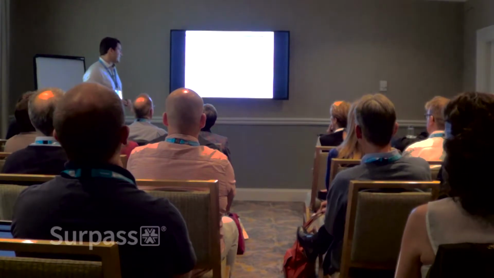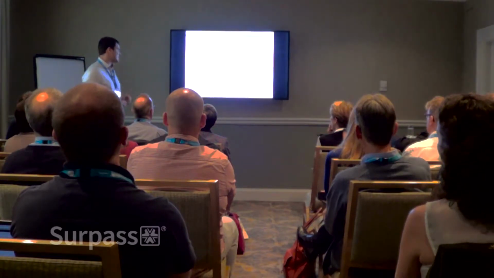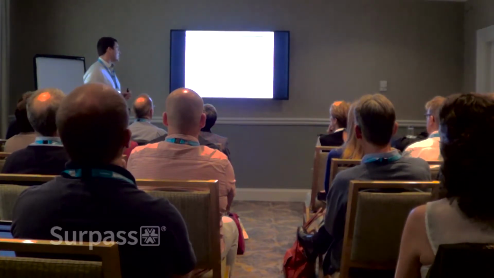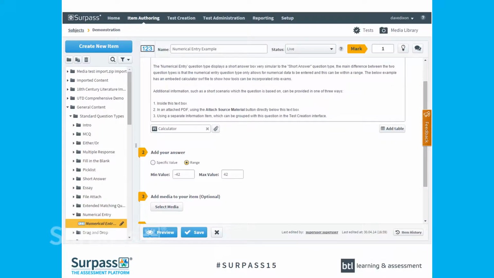Okay, just one final example with the computer marked items. We've got a numeric entry question type. So here we've got some knowledge of the type of data that's being captured. So we can either automatically mark a specific value that the candidate responds with, but we also support a ranged value.